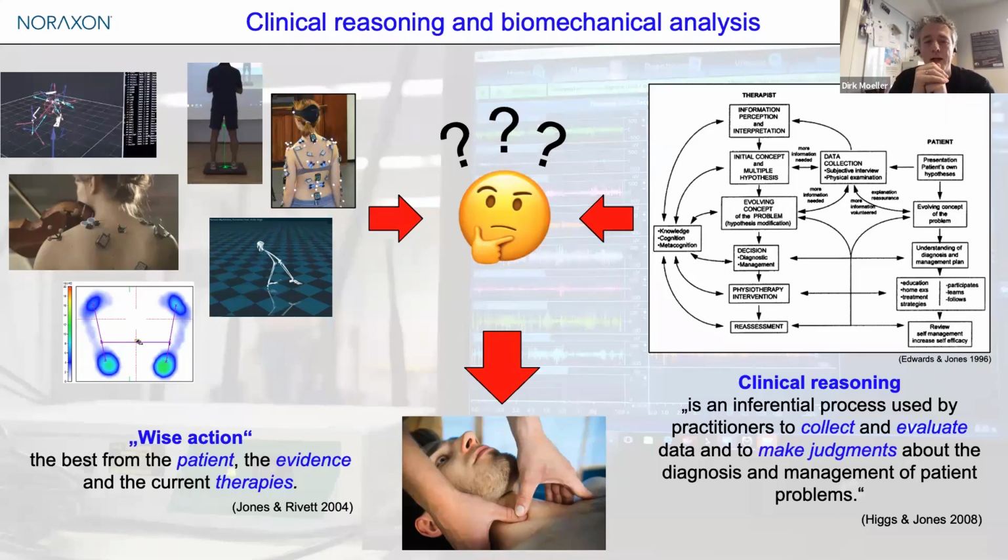So let's think of it as a kind of wise action. We get the best from the patients, the evidence, and the current therapy. So this is a typical physiotherapeutic clinical reasoning process.